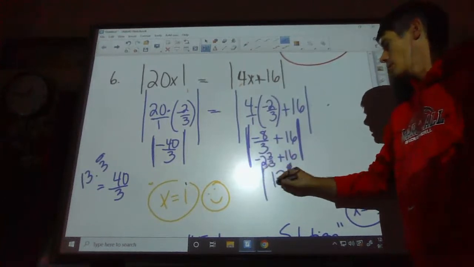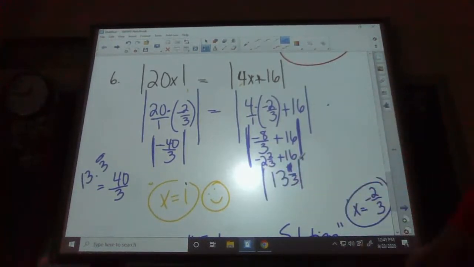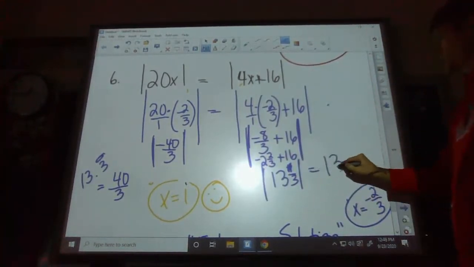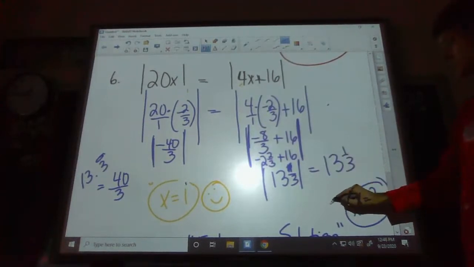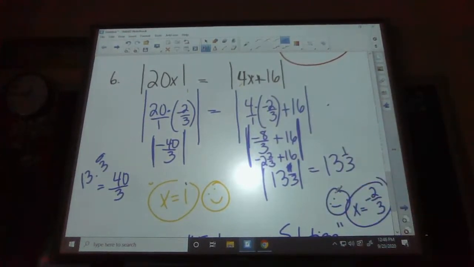That's a 1. I about put a 2. The absolute value of 13 and 1/3 is 13 and 1/3. So this one is actually good too. That was disgusting. But you see how I had to check it?